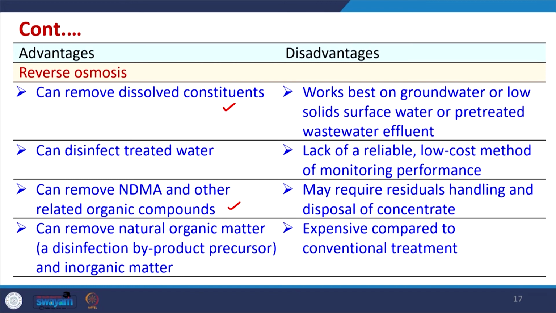Now, disadvantages include that it works best for groundwater, low solid surface water or pre-treated wastewater effluent. If we directly use the RO unit, the amount of reject will be high, the fouling conditions etc. will be very enormous, and continuously running the RO unit will be a challenge. RO units are costlier processes as compared to other treatment processes. One of the important disadvantages is that they require a lot of money, not only capital cost, but operating cost as well.